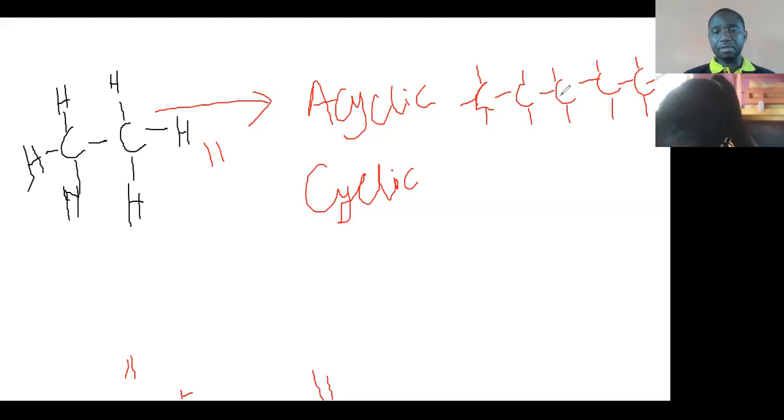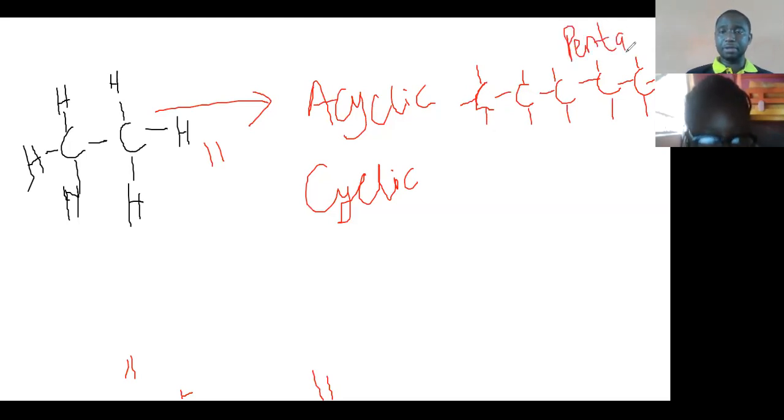This is an example of an acyclic hydrocarbon. Now, how many carbon atoms do we have here? We have 1, 2, 3, 4, 5. So the name of this one is pentane. Don't worry, we'll come to naming very soon. Now, this pentane can also be written in another form.